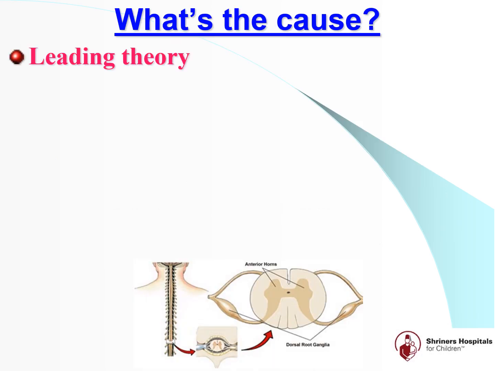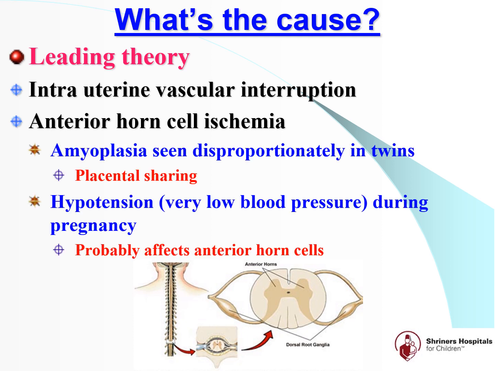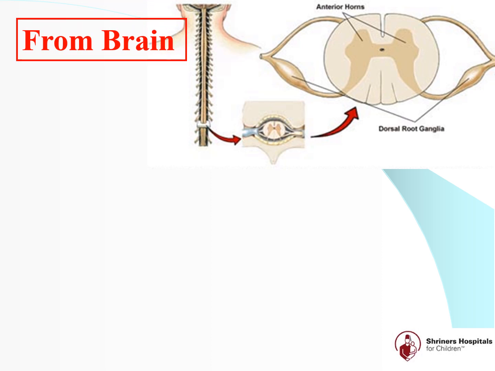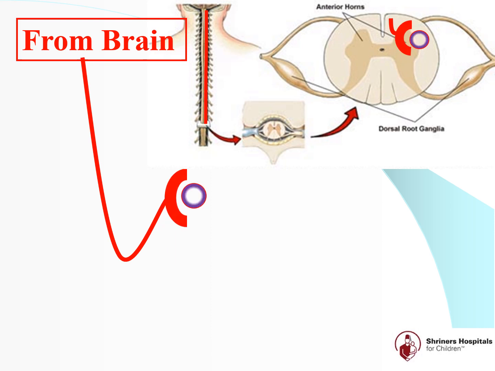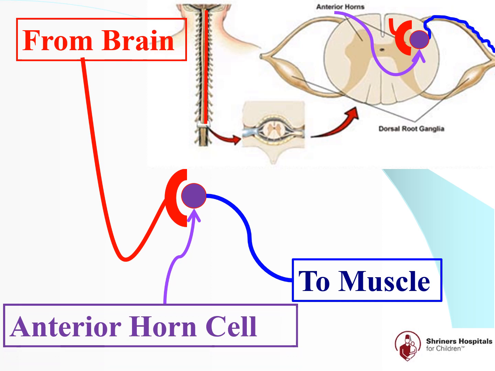What's the cause for amyoplasia? We think it has to do with an interruption of blood supply into the baby at this very vulnerable point during pregnancy. This is based on identical twin pregnancies that shared a placenta, and one of the twins had amyoplasia, or cases where mothers suffered an episode of hypotension during early pregnancy. Somewhere between the 8th and 11th week of pregnancy, there is some sort of an accident that happens right when the anterior horn cells begin developing within the spinal cord. The anterior horn cells are a connection between the nerve that comes down from the brain through the spinal cord and the nerve that goes from the spinal cord to the muscle. If the anterior horn cell is damaged or doesn't develop, the communication from the brain to the muscle is interrupted.